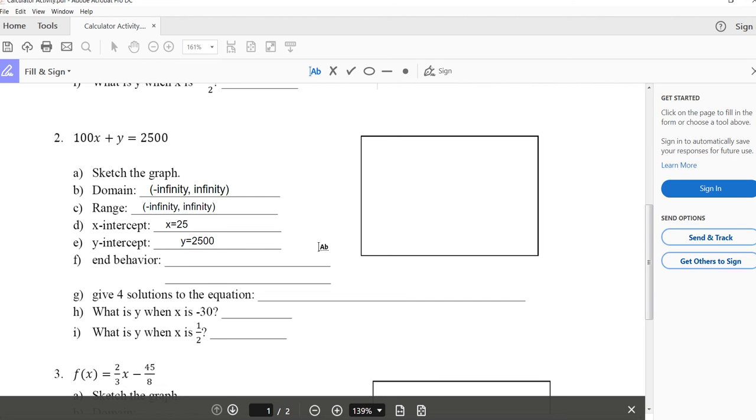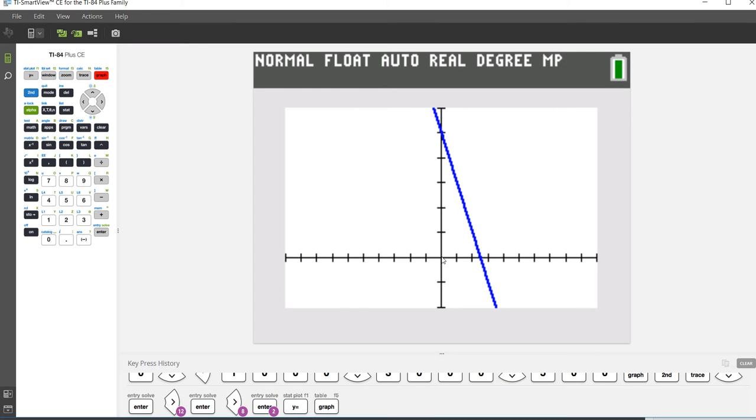Now, end behavior. This is new. The end behavior always starts out the same way. As x approaches infinity, y approaches, and then we've got to come up with what y approaches. So let's go back to our graph. As x moves toward infinity, which is to the right, so as x goes to the right and gets bigger and bigger and bigger, what is y doing? Is it going up or down? It's going down. So as we move to the right, the graph is going down.